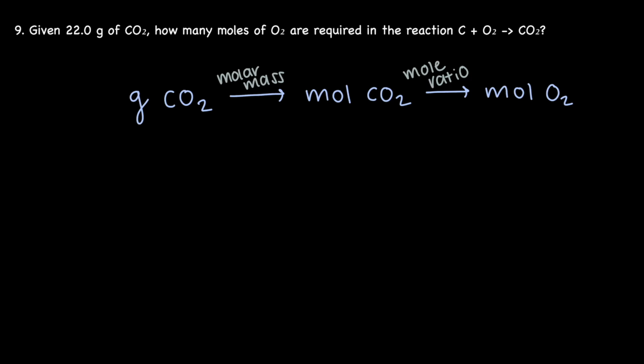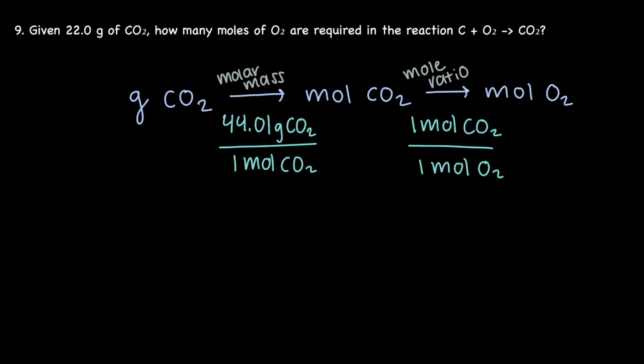The molar mass of carbon dioxide is 1 carbon and 2 oxygens, which is 44.01 grams of carbon dioxide for every 1 mole of carbon dioxide. From the balanced equation, 1 mole of oxygen makes 1 mole of carbon dioxide. So the mole-to-mole ratio is 1 mole of oxygen for every 1 mole of carbon dioxide.